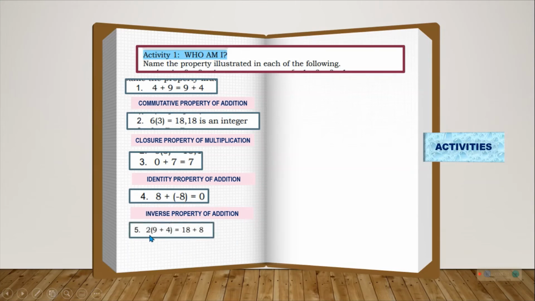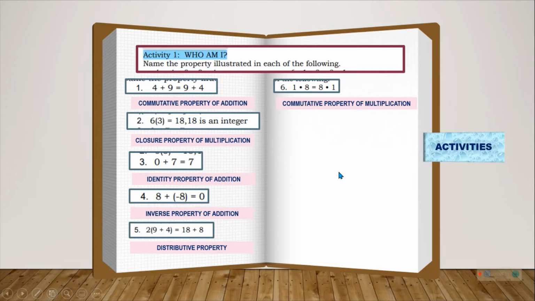Next, 2 times quantity of 9 plus 4 is equal to 18 plus 8. So, dito, ang property na ini-illustrate dito ay distributive property. Kasi, 2 times 9 is equal to 18, then 2 times 4 is equal to 8. So, dinistribute si 2 kay 9, dinistribute si 2 kay 4. Next, 1 times 8 is equal to 8 times 1. So, nagpalit-palit ng posisyon, that is commutative property of multiplication.